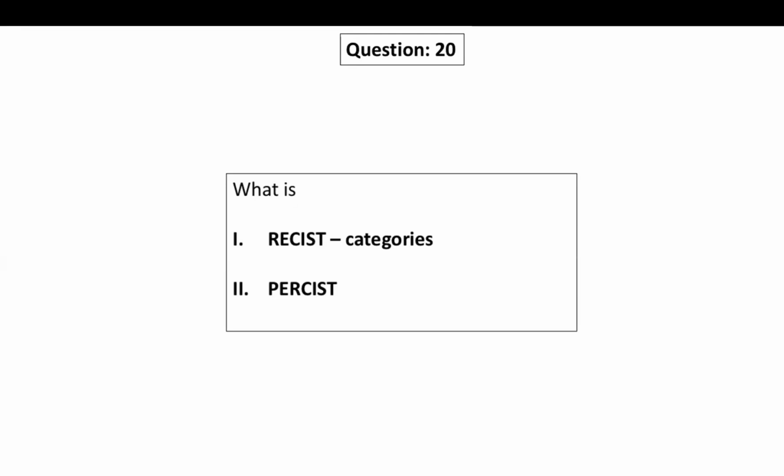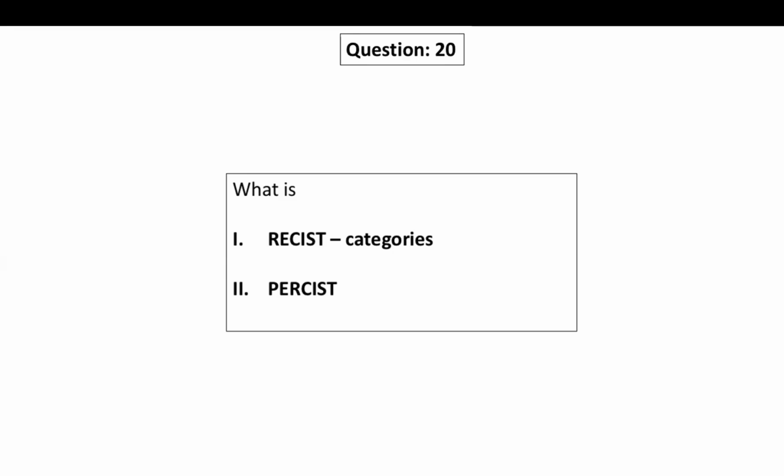On which basis? It is calculated from the CT or MRI available, sir. The size of the target lesion. Okay. Based on the changes in the size of target lesion. Yes. Sum of the largest diameters. You take the sum of largest diameters and you calculate it. Do you know any categories? How many categories are there in the RECIST criteria?